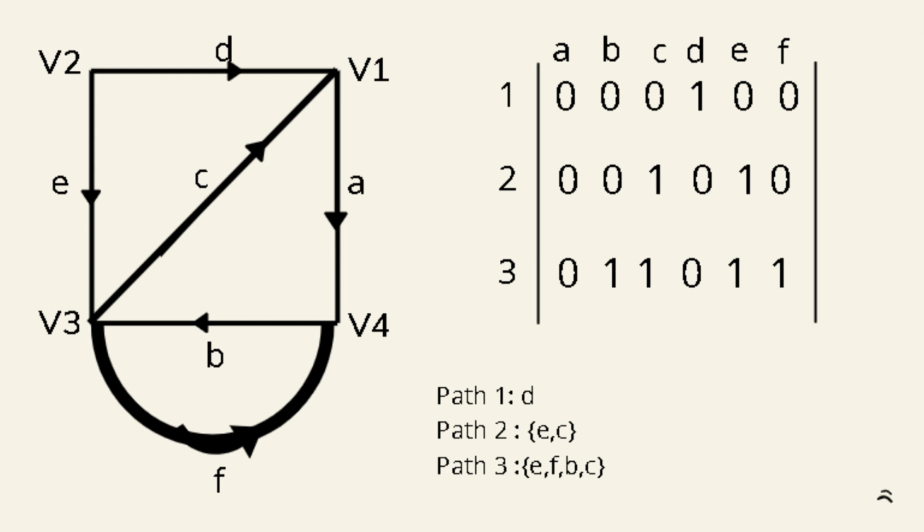So in the first row we are taking the first path, which is only D. So every other element A, B, C, E, and F will be 0 except D, because there is only one path, that is D. In the second one we have E and C, so we only mark 1 where there is a path, the rest all 0, and that is continued with the third one.